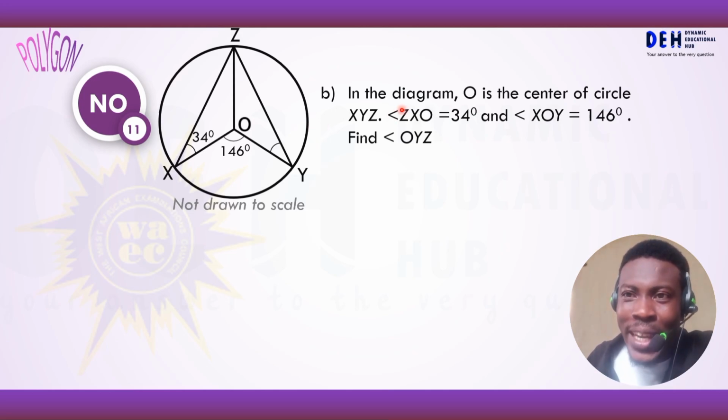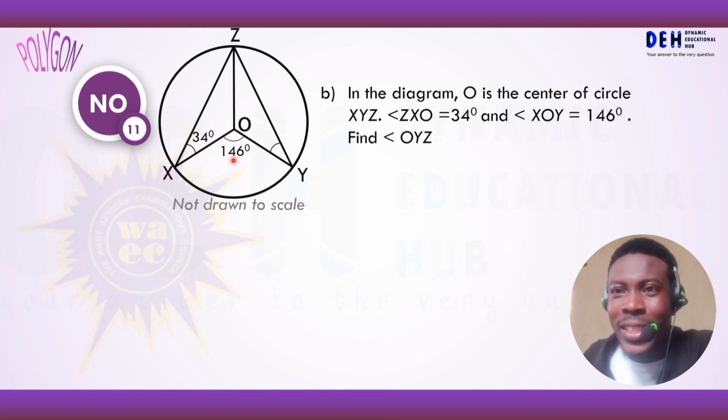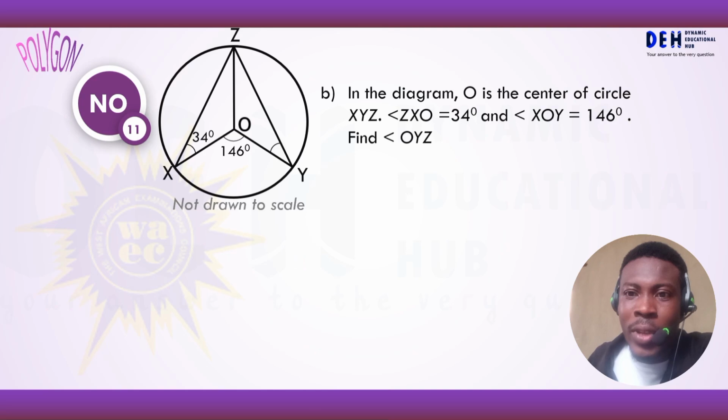Now we have in the diagram, O is the center of circle XYZ. Let me show you the angles here. Angle ZXO is 34 degrees, and angle XOY is 146 degrees. Find angle OYZ. So we are going to find this angle here.